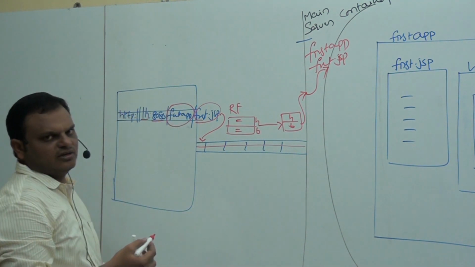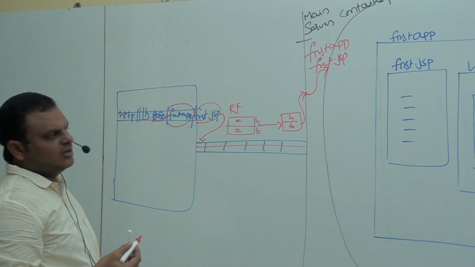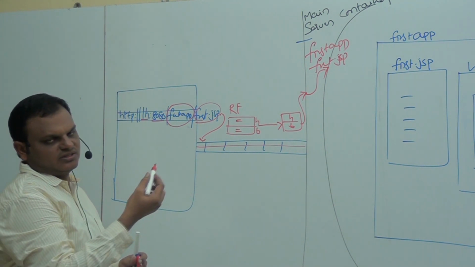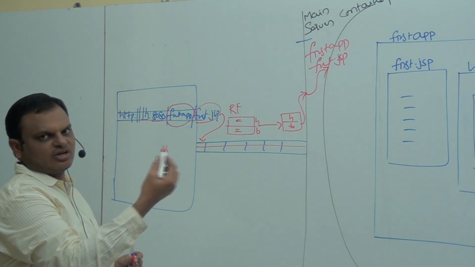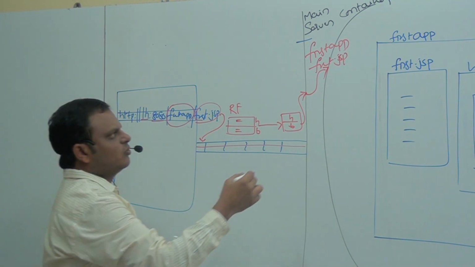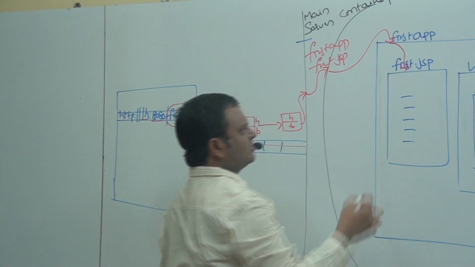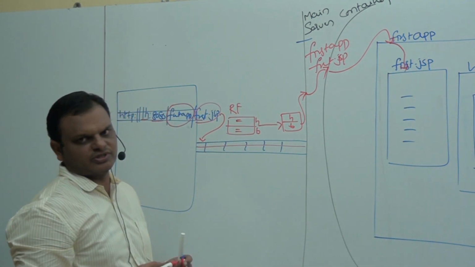The container will identify the resource name and the requested application. Now the container will understand this is a JSP page, that this request is coming for a particular JSP page. The container will directly go to the first app application folder and search for the respective JSP page.